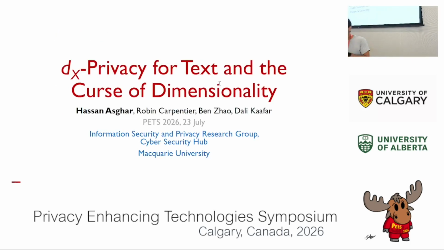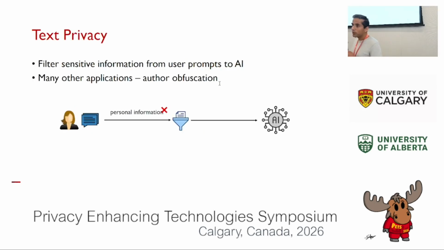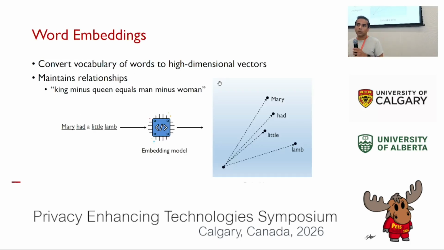All right. Hi, I'm Hassan from Macquarie University, Australia, and this is joint work with my colleagues Robin, Ben, and Dali. In this work, we were interested in providing privacy to user-submitted text to AI. And in order to provide privacy, we work with word embeddings.